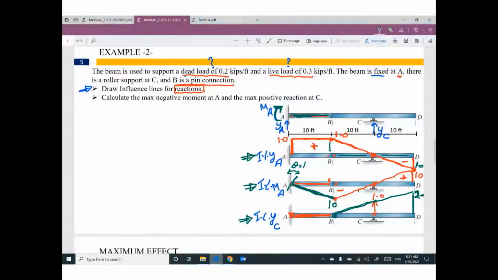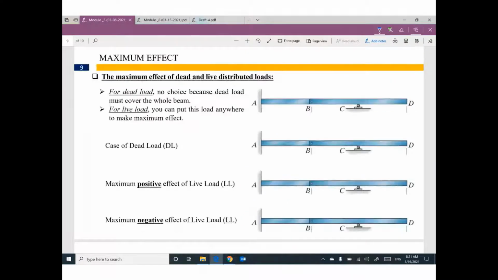Okay. So I am done with the first part. To go through the second part, calculate the maximum negative moment at A and the maximum positive reaction at C, we need to understand what is the meaning of dead load and what is the meaning of live load. So to do this, I have to go back to the previous week module.